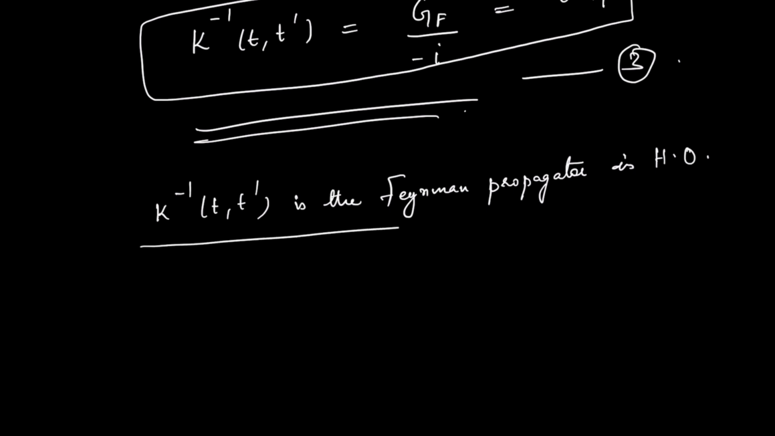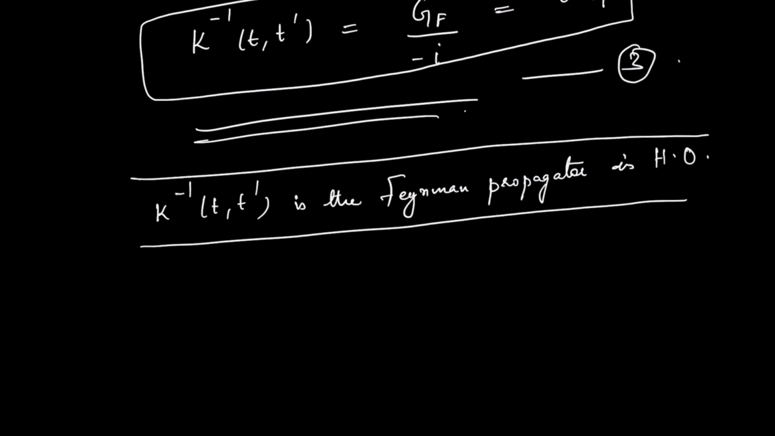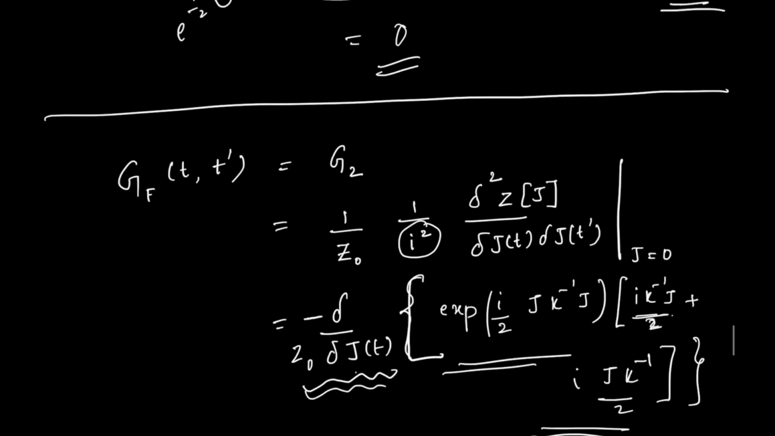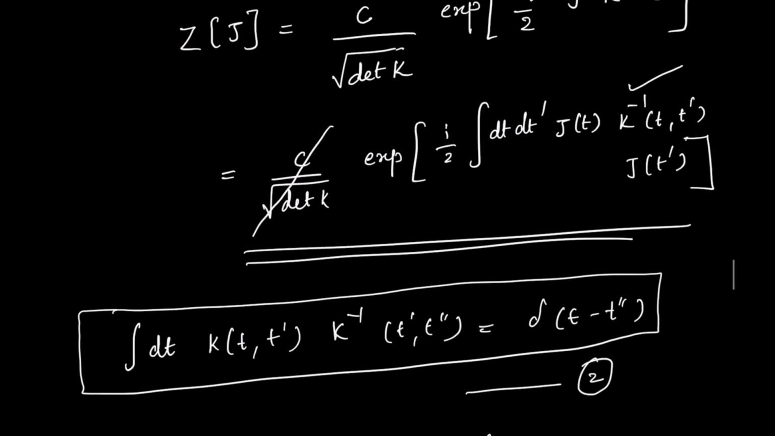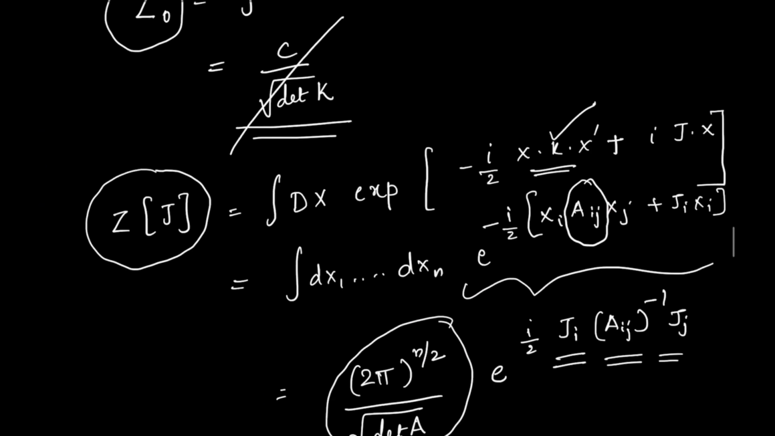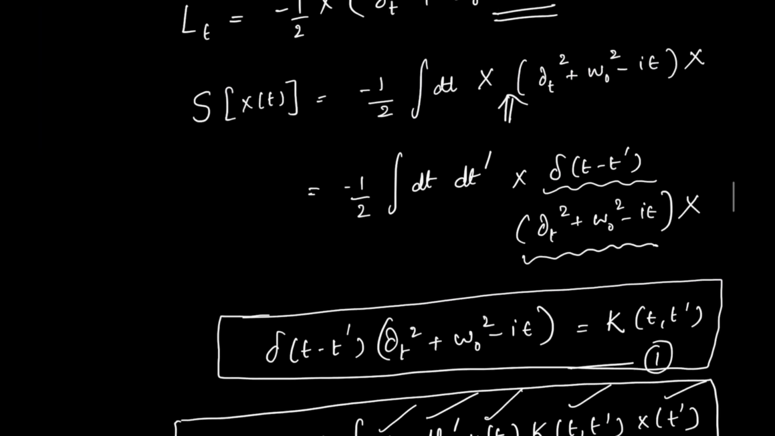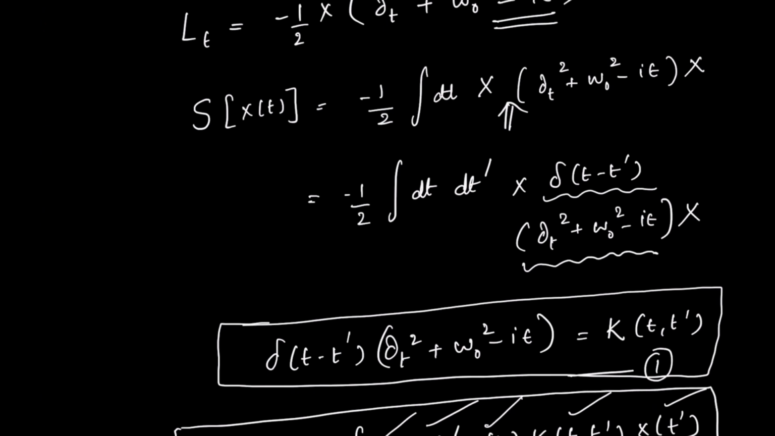So if K inverse is the Feynman propagator, then I have to go and visit equation number 1 and 2 where I have defined K. Equation number 2 is defining K inverse. So K multiplied by K inverse is equal to the Dirac delta. If I go to equation number 1, then I have the definition for K. What was K? This particular bracket multiplied by the Dirac delta of t minus t prime. So that was the definition of K of t.